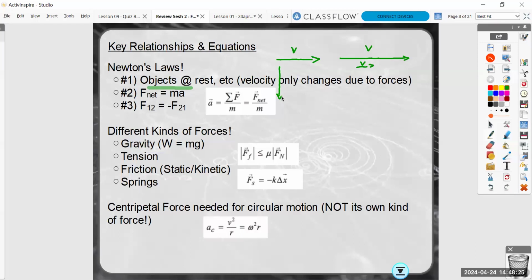If you don't have any net forces, then you're sort of by definition not doing any of those things. Newton's second law is probably in the top 3 for most important equations of the year. That's our F equals ma. You'll see it on your formula sheet.